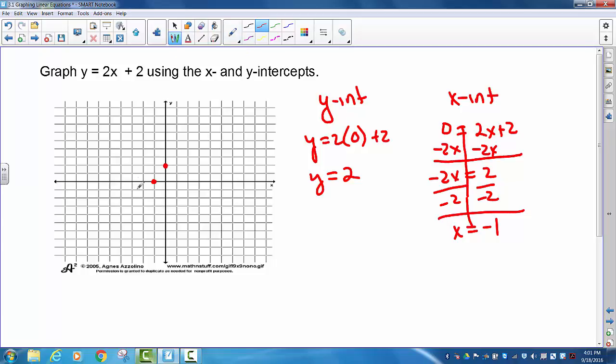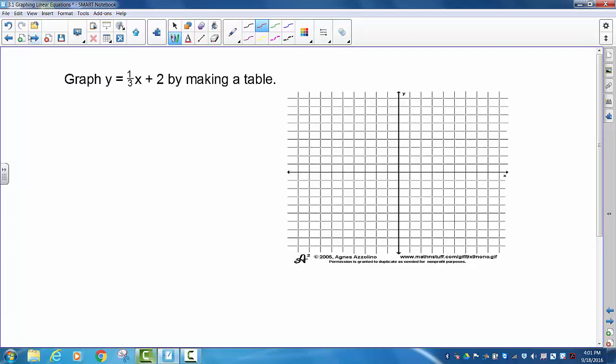And we draw our line. This time I'm going to draw it just straight through like this. Oh, what a good line. And we have our line. Now we're going to do it by making a table. Sometimes it's easier to make a table, so we're going to try that now.